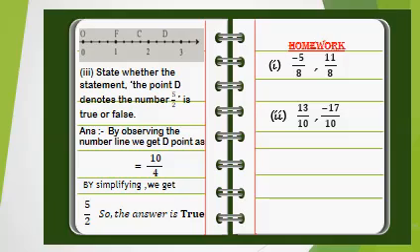To answer that, first we have to solve this. How will we solve this? First we will observe the number line and count. After 0, we will count till D. 1, 2, 3, 4, 5, 6, 7, 8, 9, 10. Point D indicates 10/4. When we simplify it, dividing by 2, we get 5/2. How? 2 5s are 10 and 2 2s are 4. So the answer is true.